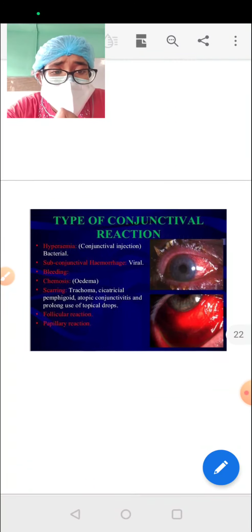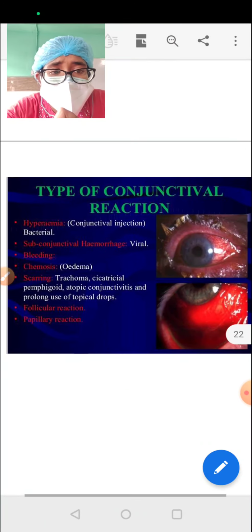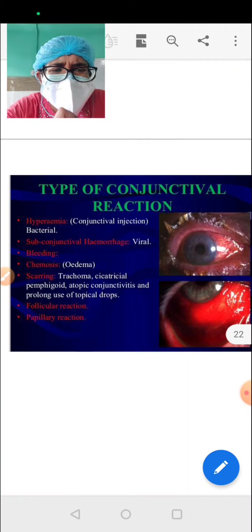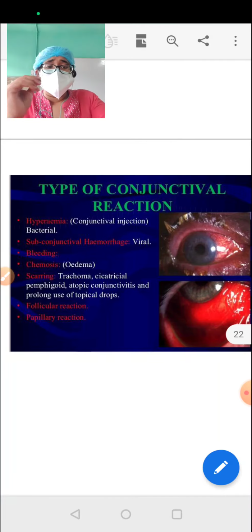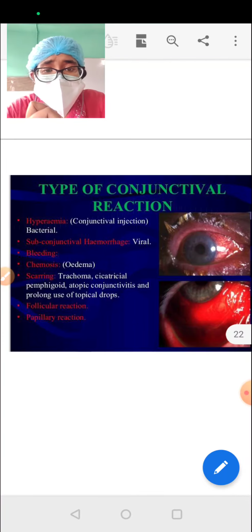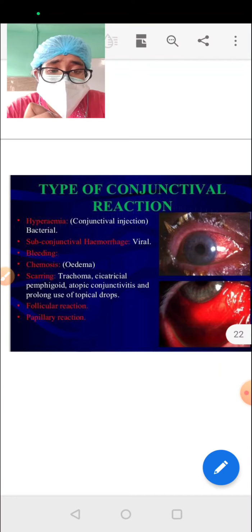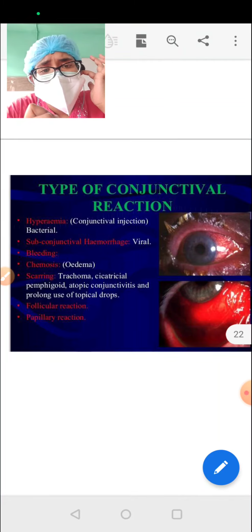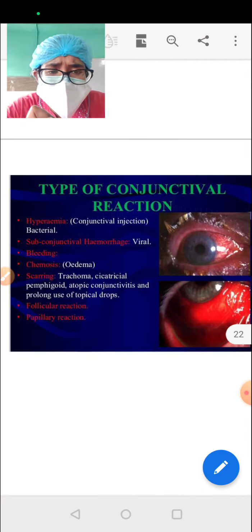Based on the reactions, let's see. Hyperemia is found in all kinds. Scarring is found in cases of trachoma, cicatricial pemphigoid, or prolonged use of topical drops. Mainly scarring occurs in cases of trachoma or cicatricial pemphigoid, which is an autoimmune type disease.